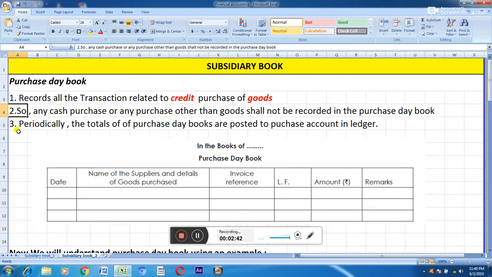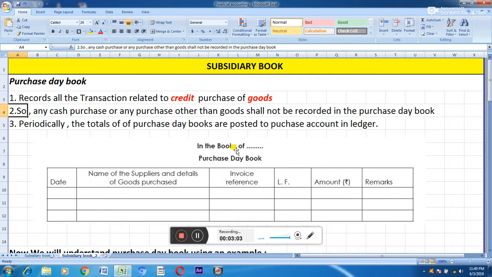Now you have posted all the transactions which can be posted in the purchase day book, and periodically the totals of the purchase day book will be posted to the purchase account in the ledger.